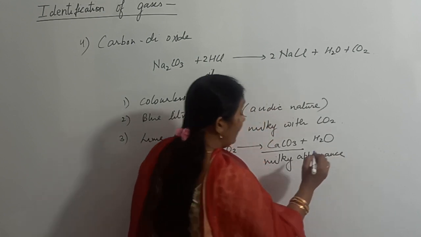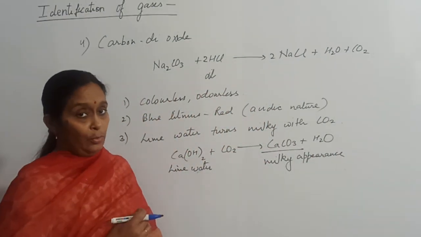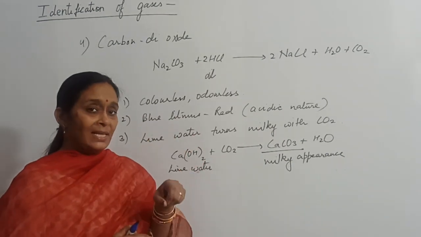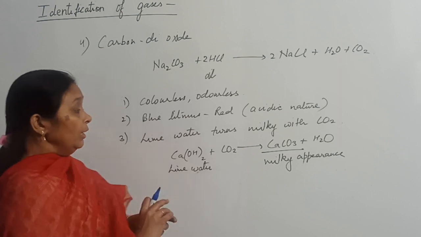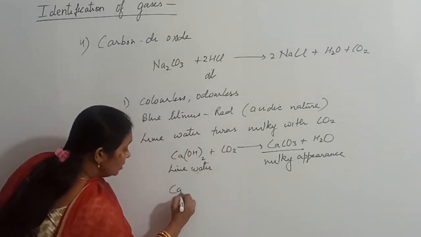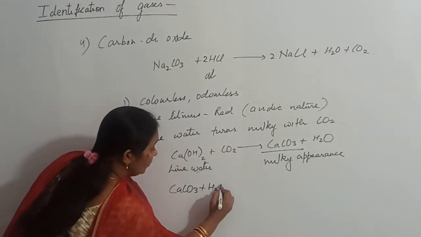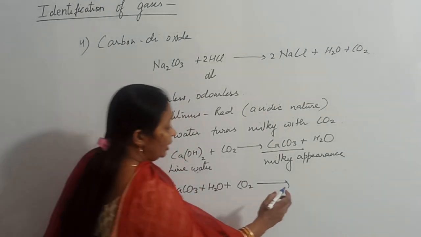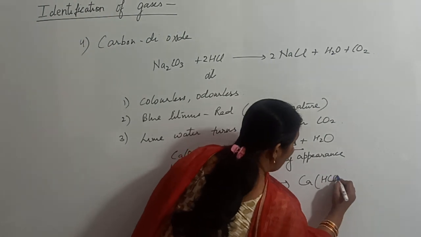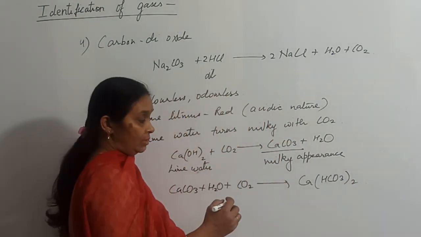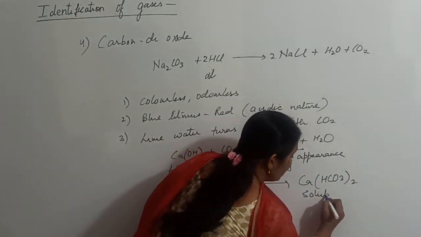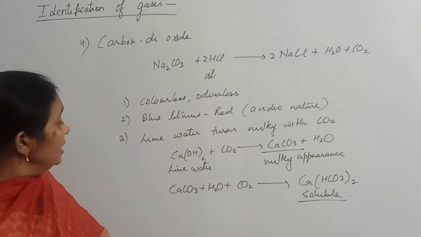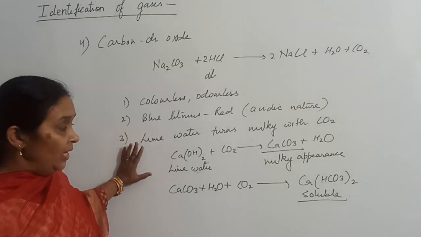Now, this happens when you pass carbon dioxide in small amount. If in the same solution in the test tube, you pass carbon dioxide again in excess, then what will happen? The calcium carbonate and water which were formed, if you pass carbon dioxide in excess, this calcium carbonate will be converted to calcium bicarbonate, Ca(HCO3)2, which is actually soluble. So the milkiness will disappear. So this is the test which is done for carbon dioxide.